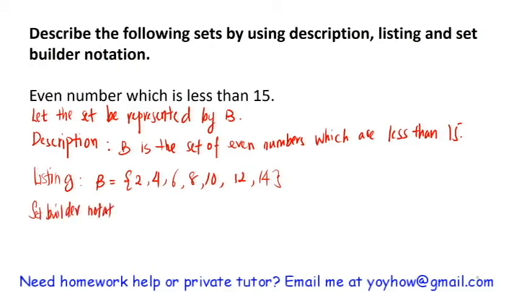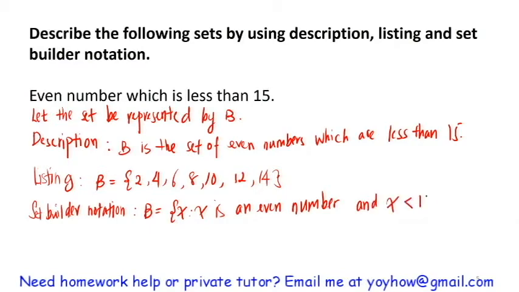So for set builder notation, we have B equals, open bracket, x such that x is an even number and x is less than 15. All right. So, class, that is how we describe our set.